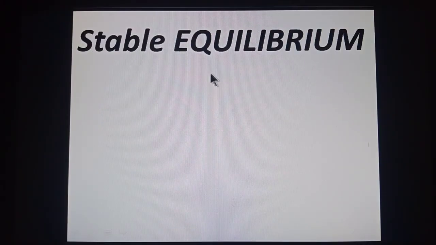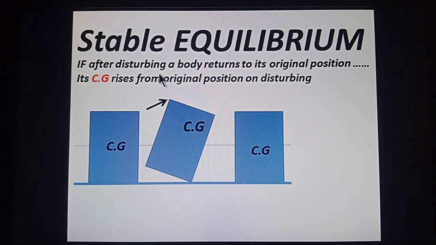Stable equilibrium. Students, if after removing the disturbing force, the body returns to its original position, means when a body is disturbed and when this disturbance force is removed, and if the body returns to its original position, we say that the body is in stable equilibrium. Look at this diagram.